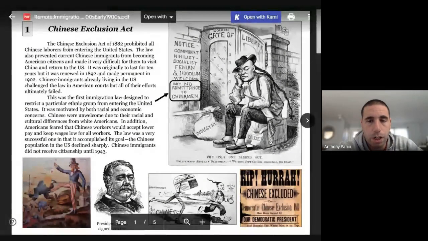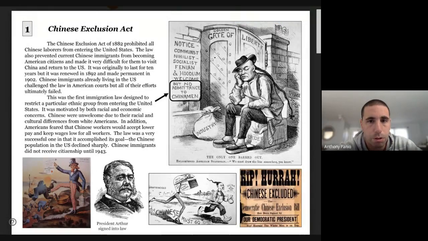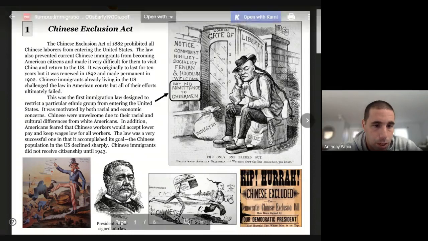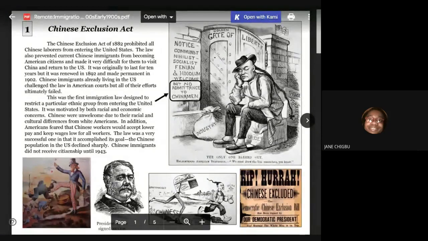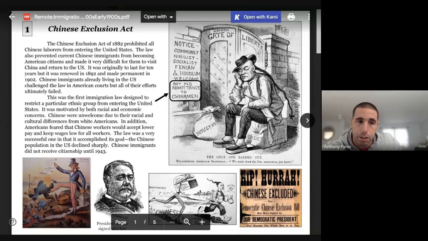The Chinese Exclusion Act of 1882 prohibited all Chinese laborers from entering the United States. So what's another word for a laborer? If you were someone who does labor. A person that's working. Good. Okay, it's not an immigrant. Good try. A laborer is someone who is working. So we're going to limit Chinese workers from entering the United States.